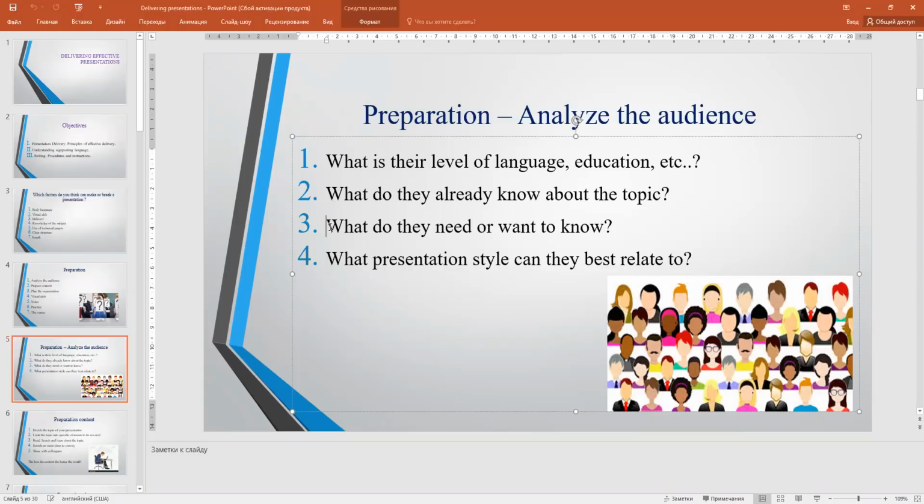And the third question is, what do they need or want to know? You have to notice their expectations about learning. You have to identify what they need or want to know. And then the fourth part, what presentation style can they best relate to? Your presentation style can also respond to the needs and desires of your target audience.